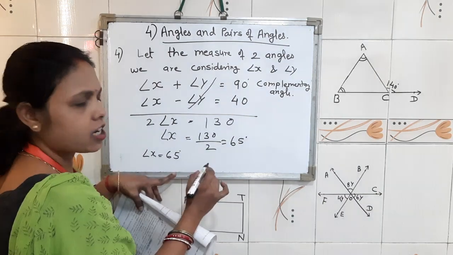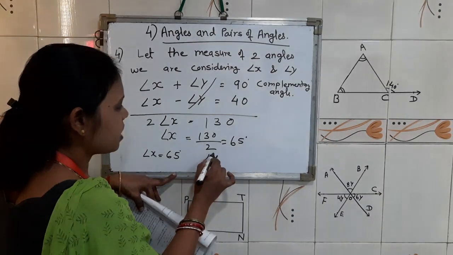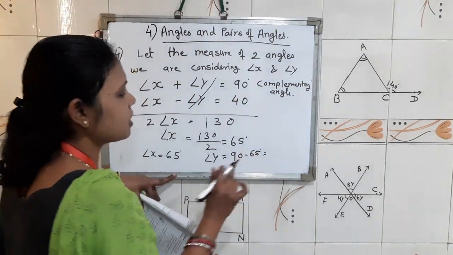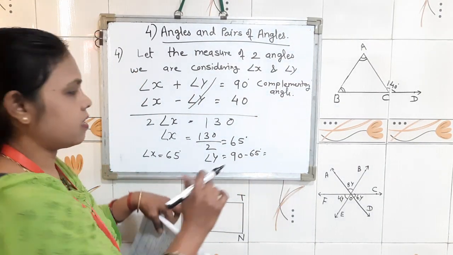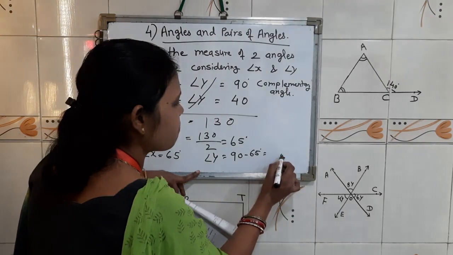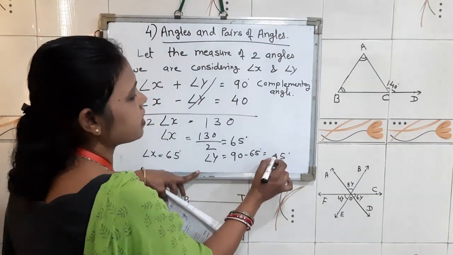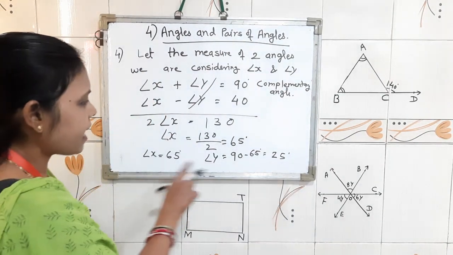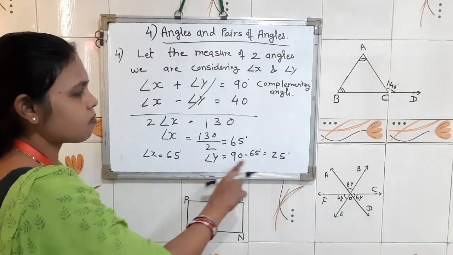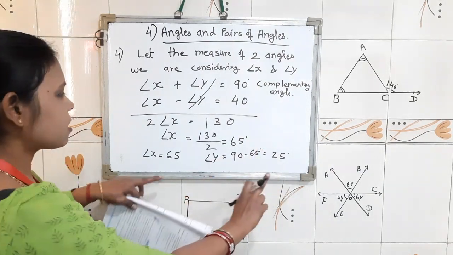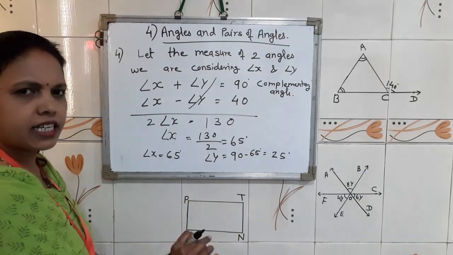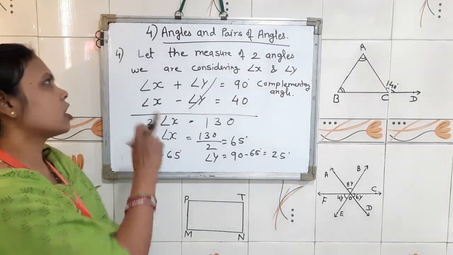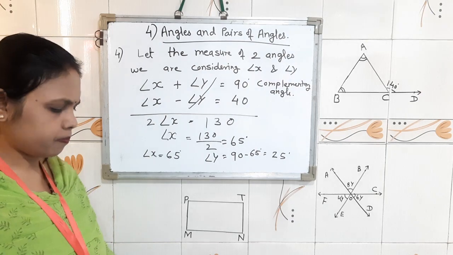Now we are going to find out angle Y. Then 90 minus 65, because this one is a complementary angle. 10 minus 5 is 5, 9 minus 6 is 3, so 25 degrees. Then angle X is 65 degrees and angle Y is 25 degrees. The addition of both these gives 90 degrees. So children, I hope you understood question number 4.